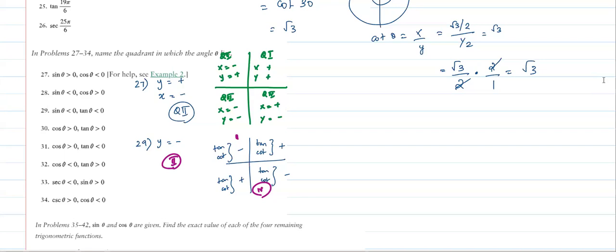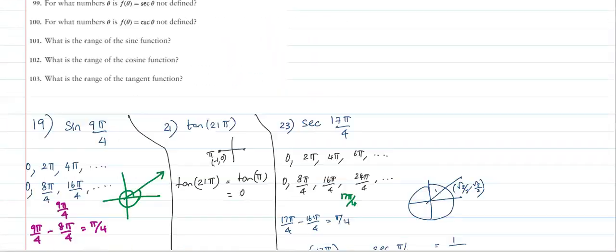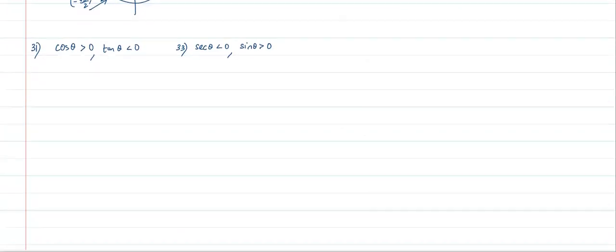Okay, next one. Question number 31. I'll take it down. Question number 31 is cosine is greater than 0, tangent is less than 0. 33. Secant is less than 0, sine is greater than 0. Cosine is greater than 0.